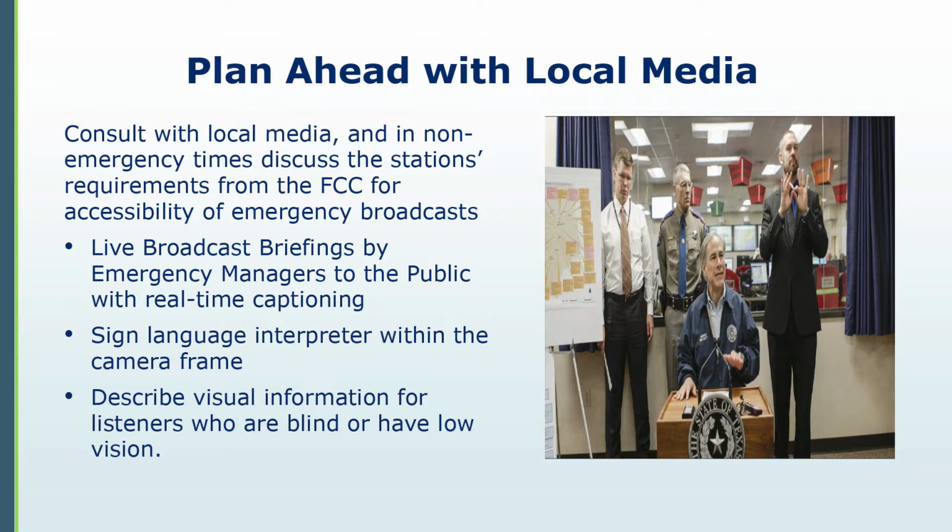And of course, this picture up here, my boss, Governor Greg Abbott, in the State Operations Center with an American Sign Language interpreter.